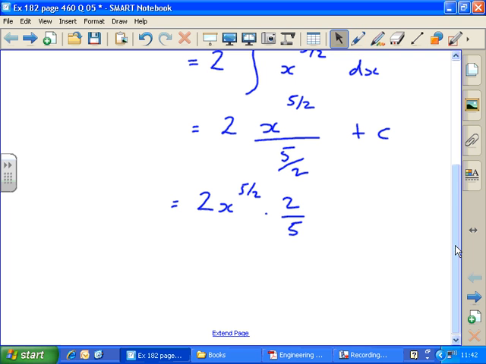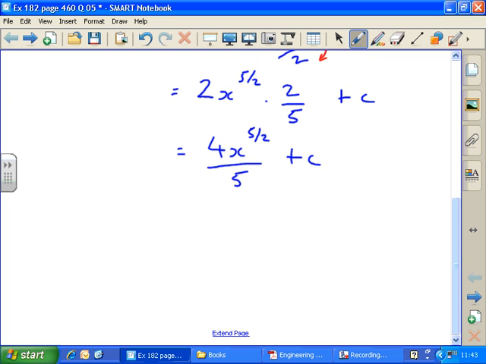Inverting this denominator and then calling it a multiplier, which is what we do when we divide by a fraction. We invert the second fraction and multiply, that idea. So that's what's happened there. Now on the top, we've got 2 times 2, which gives 4x to the 5 over 2, over 5, plus c. Don't forget. So then, rewriting the x to the 5 over 2 in root form, remembering divide by 2 means the square root, I could write that as 4 times the square root of x to the 5, all over 5, plus c.